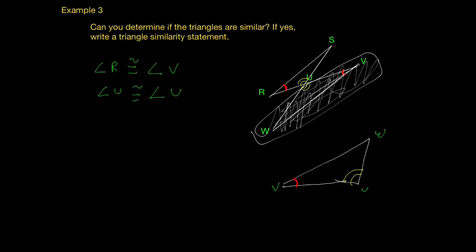Therefore, we can claim that triangle VWU is similar to triangle RSU, and this is by the AA postulate.